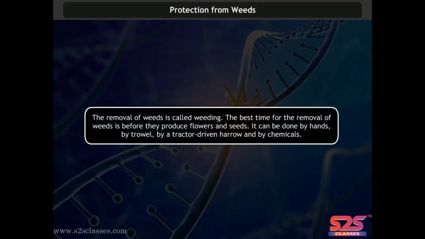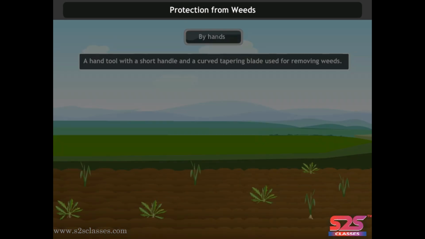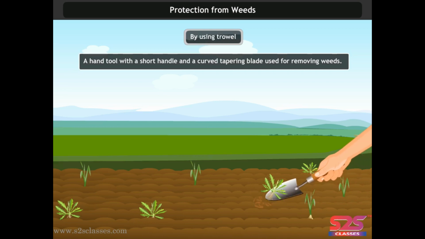Protection from weeds. The removal of weeds is called weeding. The best time for the removal of weeds is before they produce flowers and seeds. It can be done by hands, mechanically removing the weeds with hands. By using a trowel, a hand tool with a short handle and a curved tapering blade used for removing weeds.